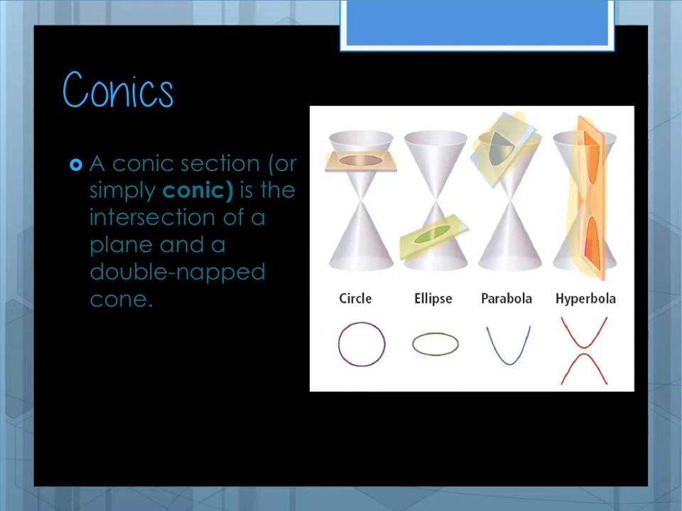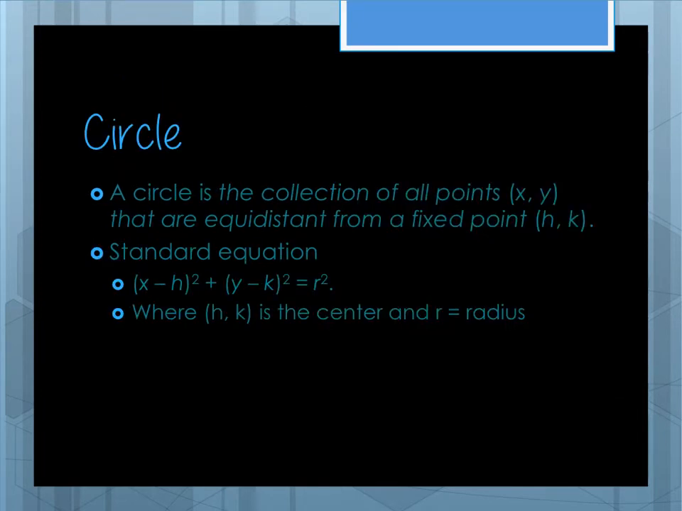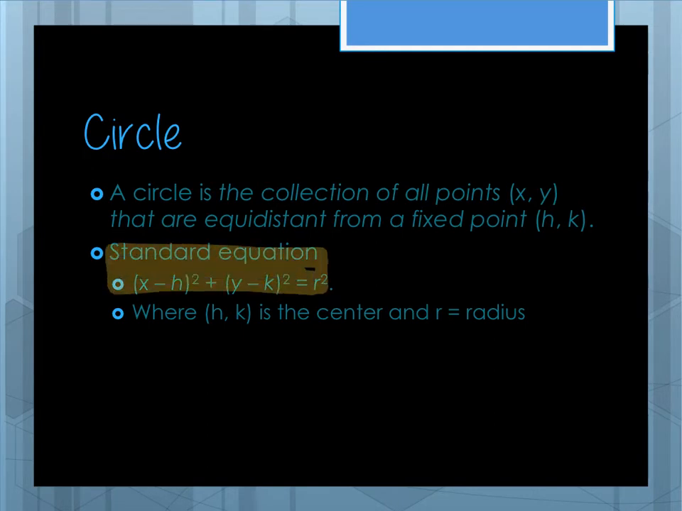By the time we get to 9.3 in this chapter, we'll have gone through all four of these different kinds of conics. Today is just the circles and the parabolas, which we have done before. It's been a little bit since you've seen it. A circle is a collection of all points x and y that are equidistant from a fixed point h, k. That fixed point is your center, r is your radius, and the standard equation, the first one you've got to know from this chapter, is (x minus h) squared plus (y minus k) squared equals r squared.